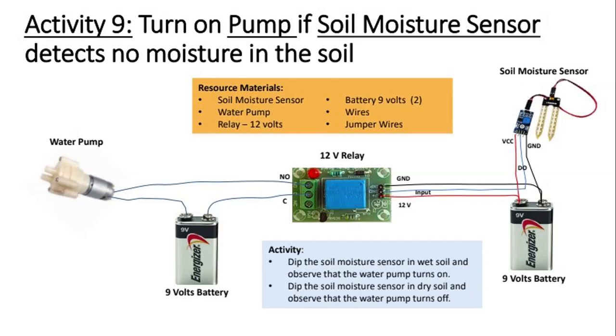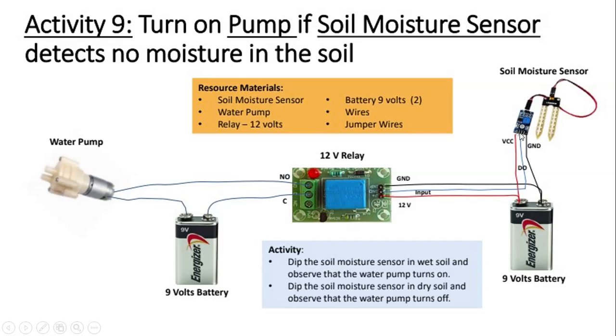Through the soil moisture sensor we can observe that activity. So again, the soil moisture sensor has three terminals: one is VCC, the second is DO, and the third is ground. We can observe that there are three connections. VCC is connected to the 9 volt, and ground is connected to the negative terminal of the battery. Also that negative terminal of the battery is connected to one side of the relay as a ground.